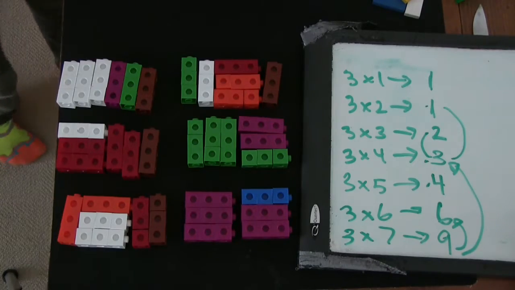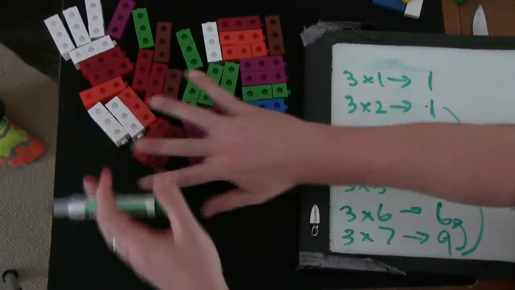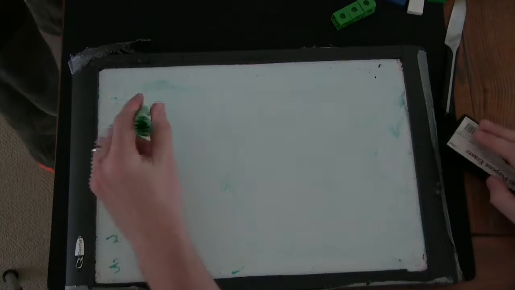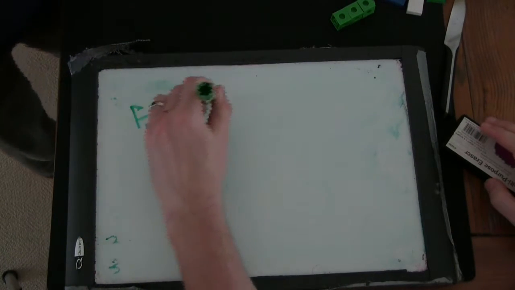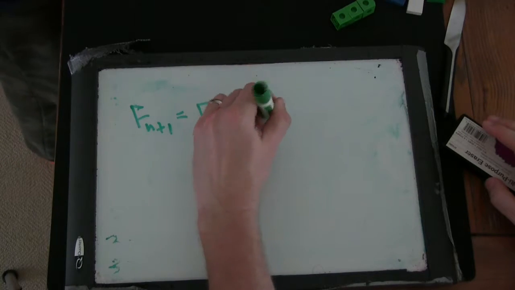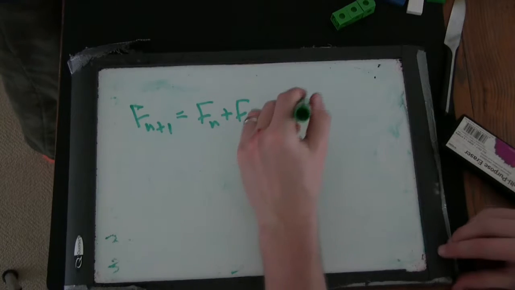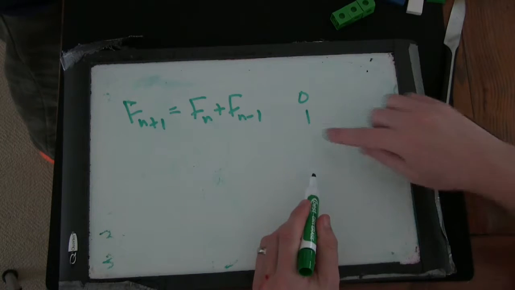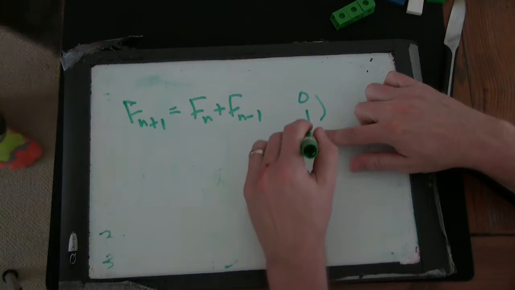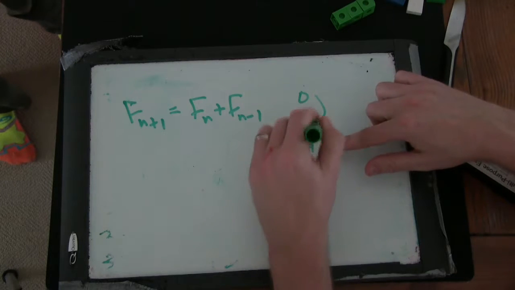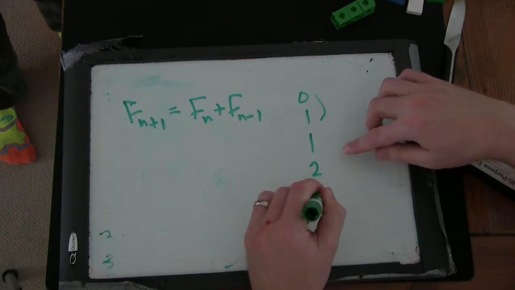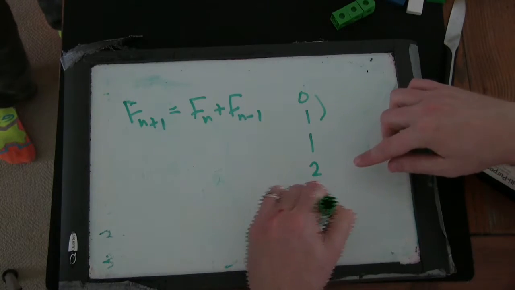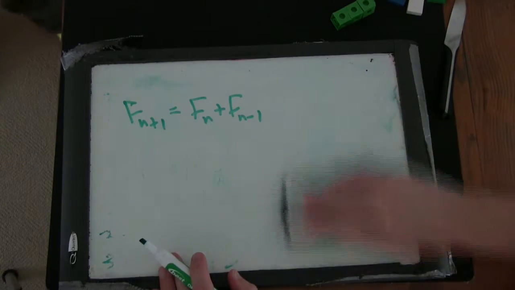So if we were going to write down the Fibonacci formula, scoot these out of the way for me. Fibonacci n plus 1 equals Fibonacci n plus Fibonacci n minus 1. And we can start with, say, 0, 1. And then for the next one, it just says add the prior 2. 1 plus 0 is 1, 1 plus 1 is 2, 2 plus 1 is 3, 3 plus 2 is 5.